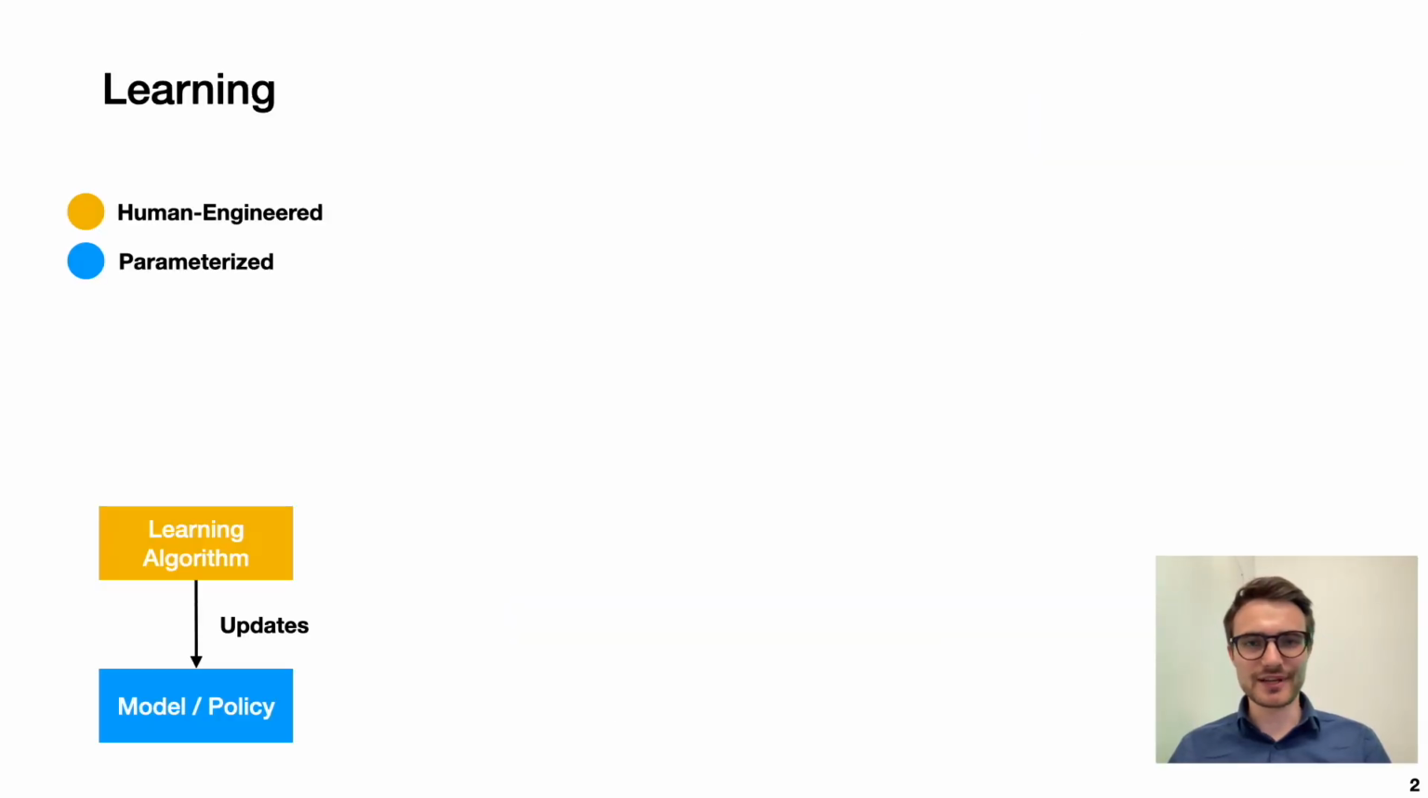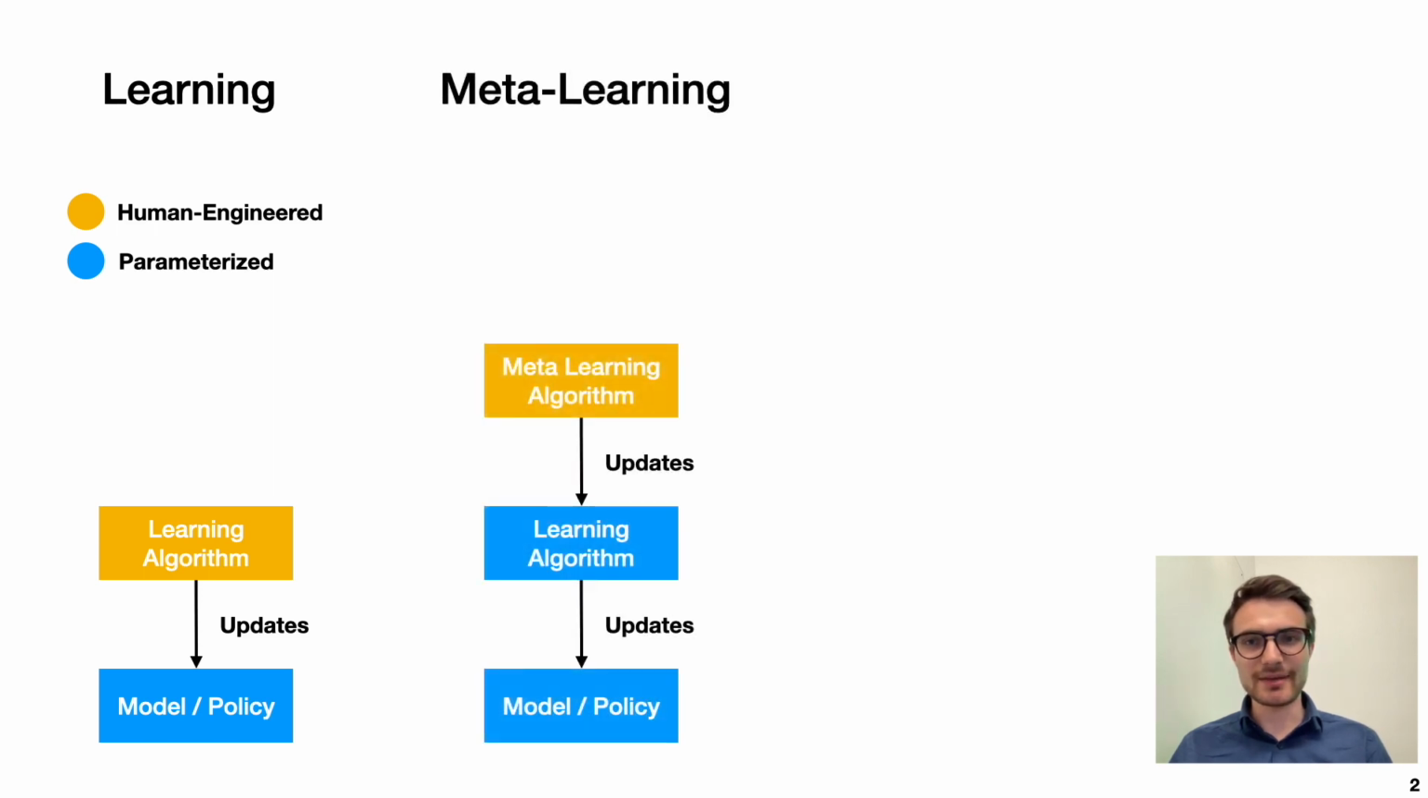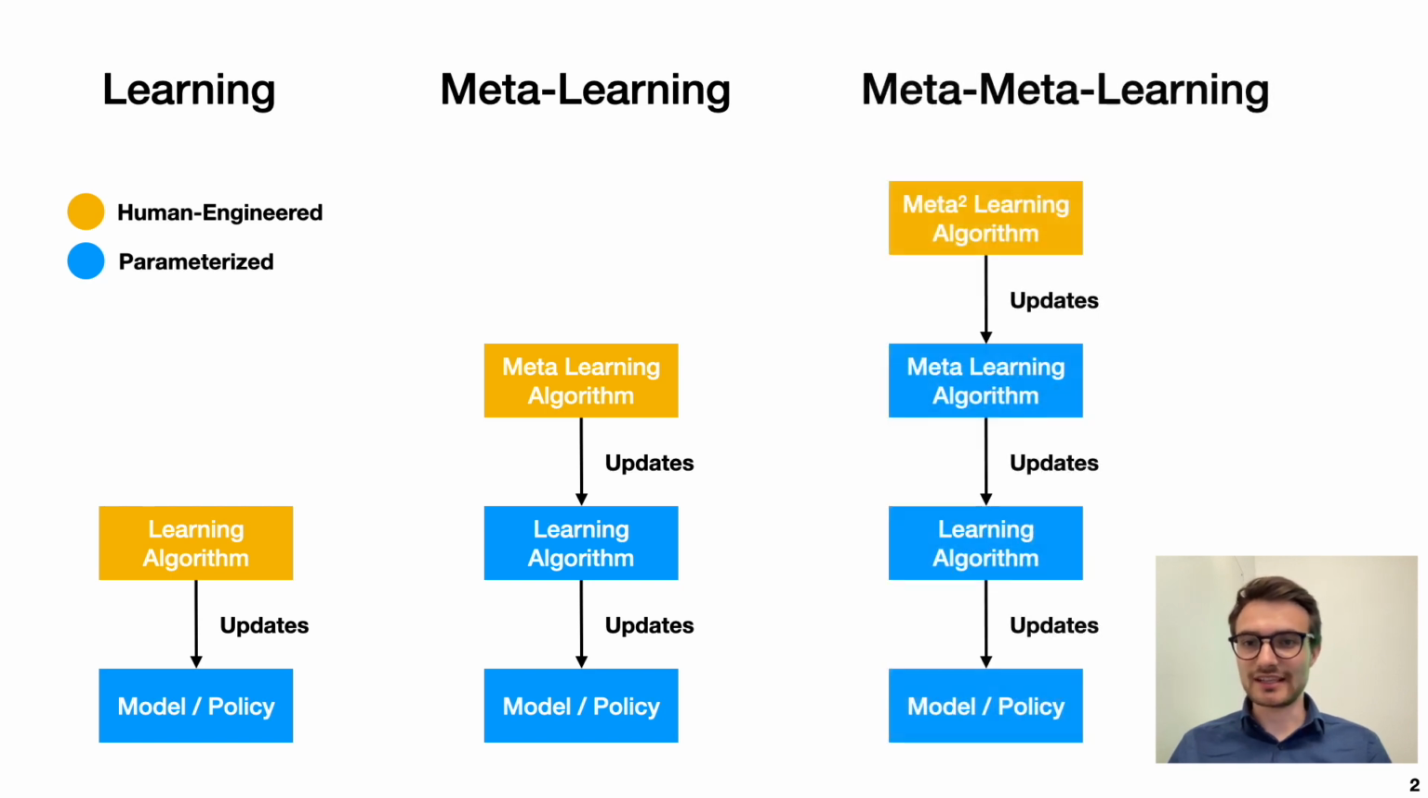A lot of machine learning is about designing learning algorithms that prescribe how to update a model or policy. Instead, in meta-learning and AutoML, we optimize over the space of learning algorithms. Unfortunately, this creates a dependency on human engineering on the meta level, where researchers now have to design meta-learning algorithms. Of course, instead of designing that meta-learning algorithm, we could continue that hierarchy and also meta-meta-learn the meta-learning algorithm. But what does that buy us?